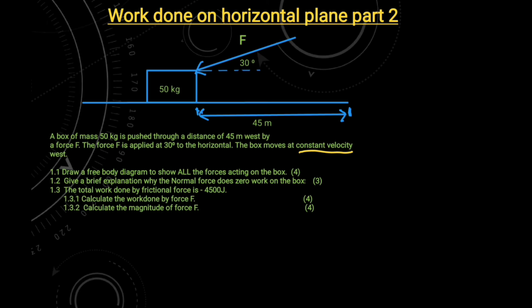1.1, draw a free body diagram to show all the forces acting on the box. 1.2, give a brief explanation why the normal force does zero work on the box. 1.3, the total work done by frictional force is negative 4,500 joules. 1.3.1, calculate the work done by force F. 1.3.2, calculate the magnitude of the force F.